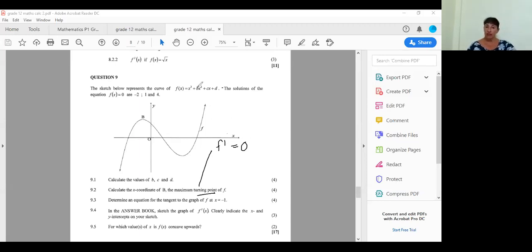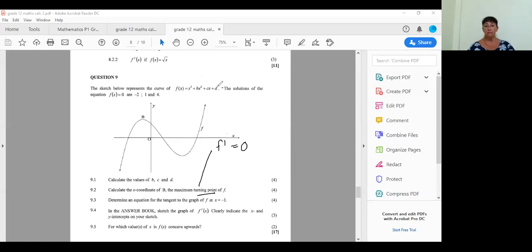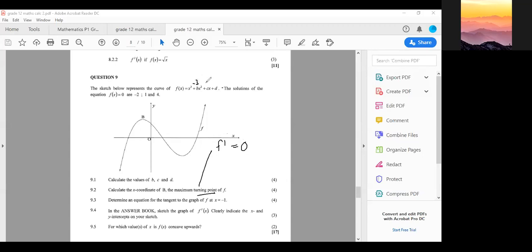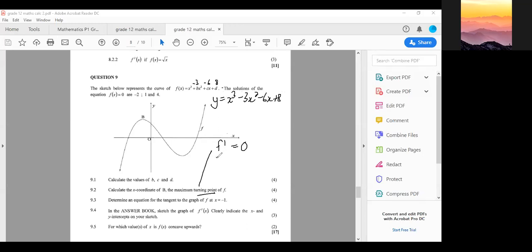So you take the derivative of the function. What were the values of B, C, and D? B was minus 3, and C was minus 6, and D was 8. Okay, so in other words, you were sitting with y equals x cubed minus 3x squared minus 6x plus 8, right? And the derivative would be 3x squared.